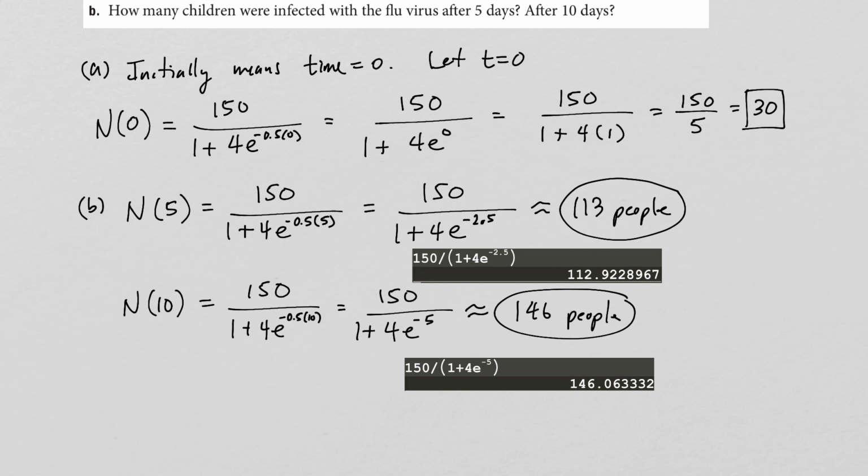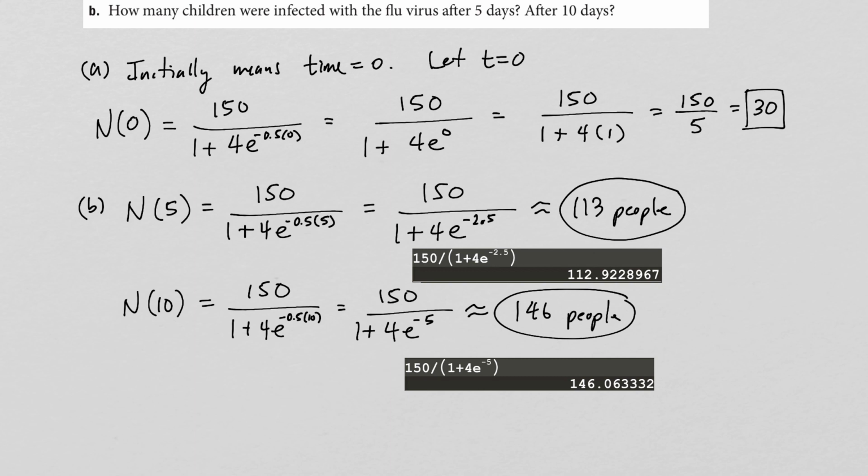Now, there are more people, but I want you to notice that it does seem to be leveling off, right? So we started with 30 children with the flu. After 5 days, that increased by 83 people. There's now 113 people infected. But after another 5 days, it didn't increase by nearly as much. It increased by 33 people. And that's because it is leveling off.